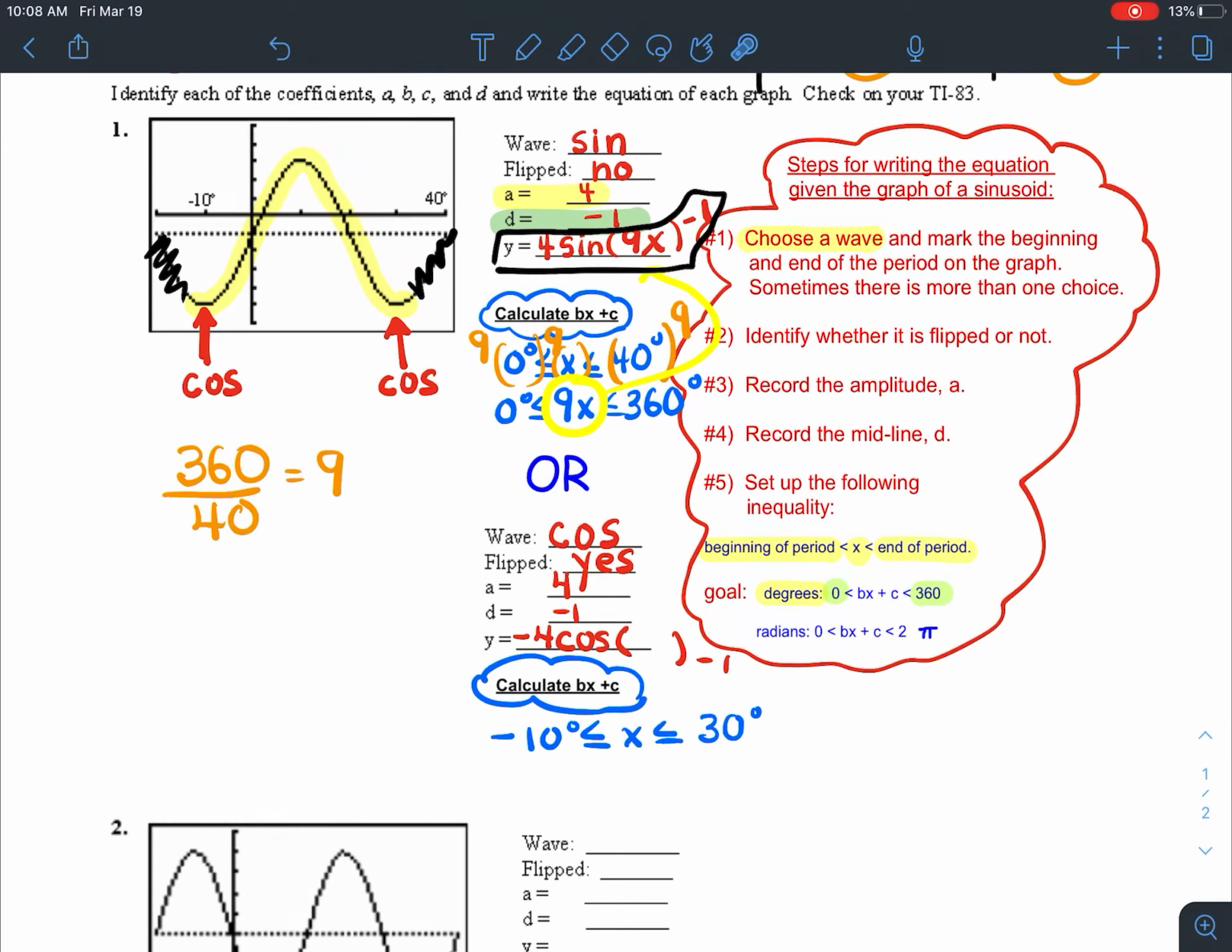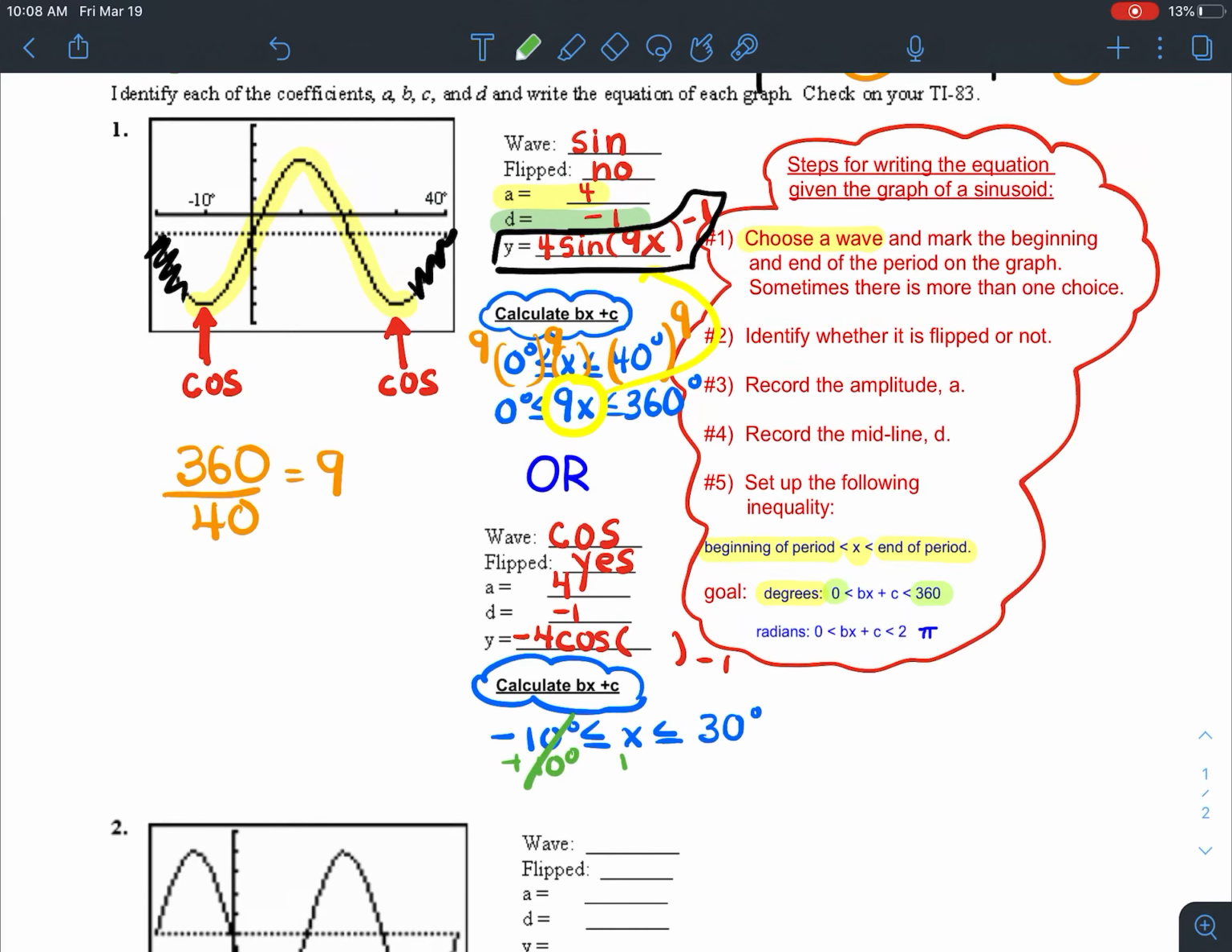So I'm going to put 30 degrees here. Okay, now remember what the goal is. The goal is I need the left side to be a 0. We want to do that first. And then we want the right side to be a 360. Now, if the left side is not initially a 0, like it was when we chose this other wave up here, then you should make that a 0 by addition or subtraction. So I'm going to add 10 degrees.